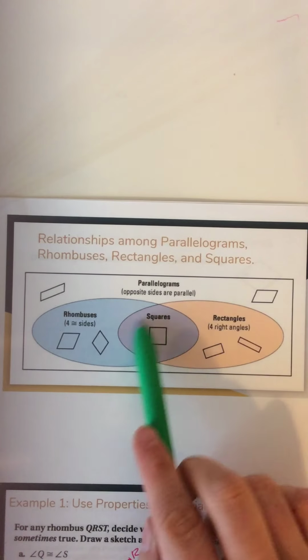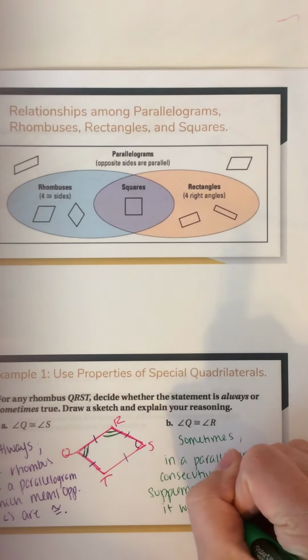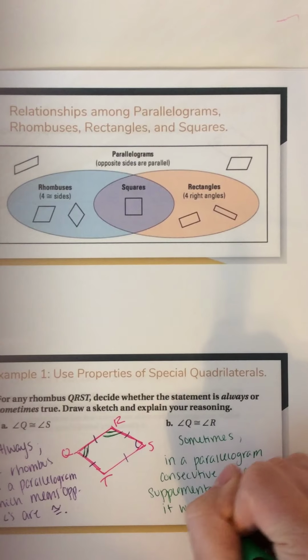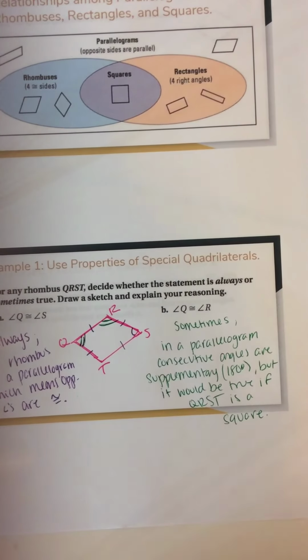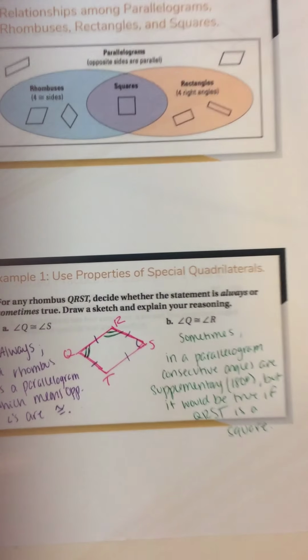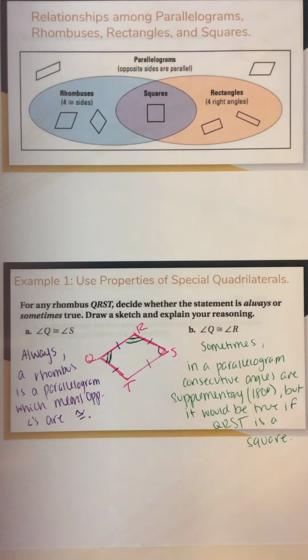If this is a square, they would be congruent. It would be true if QRST is a square. So since a square is a more specific type of rhombus, that's why it's sometimes, because normally it's not true if it's just a rhombus, but if the rhombus is a square, that gives us our sometimes. So we like these always, sometimes, never questions in geometry.